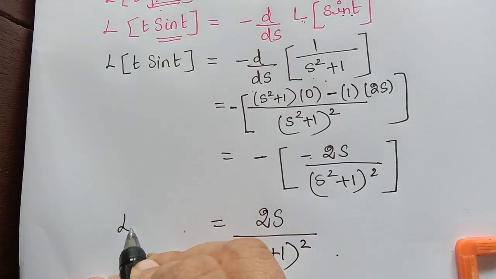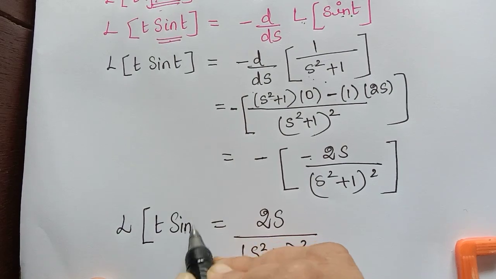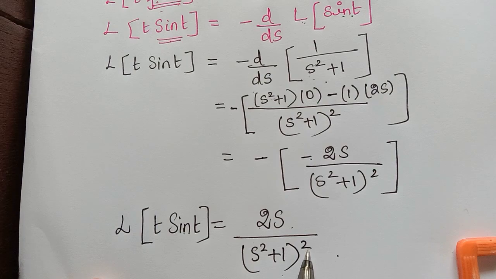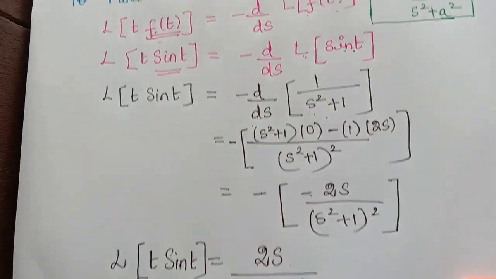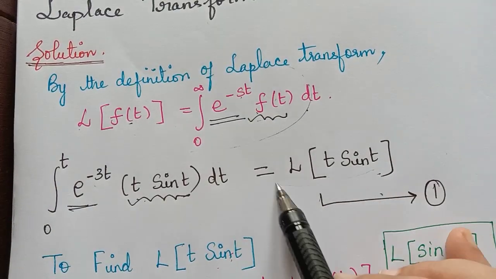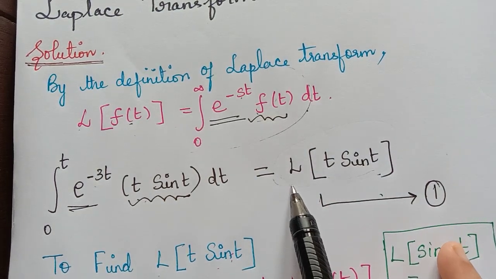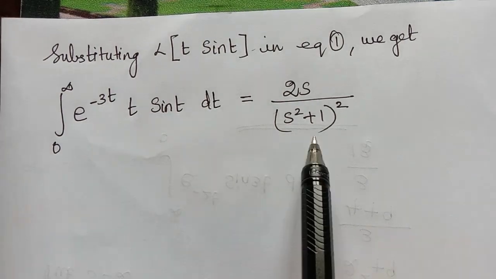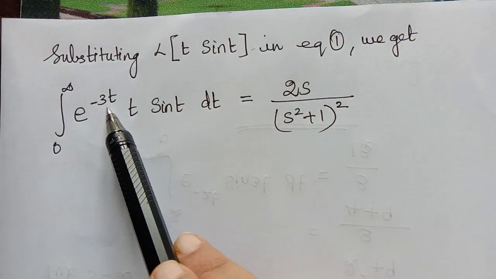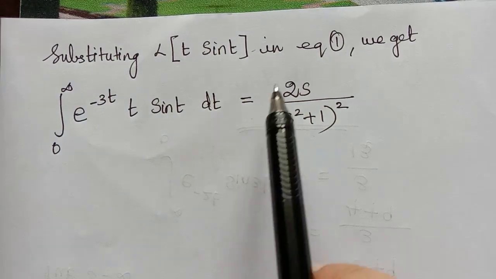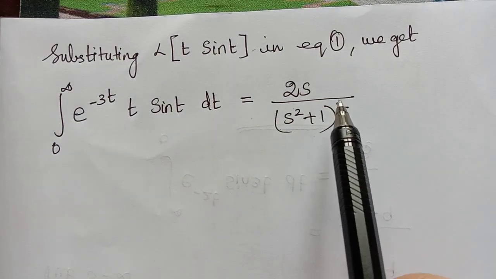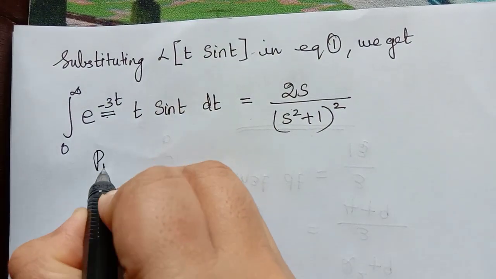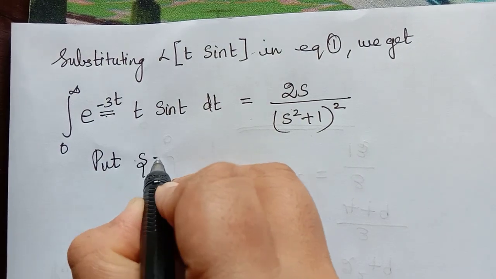Therefore we have obtained L of t sine t to be equal to 2s divided by s square plus 1 the whole square. Now we have to take this and substitute in equation 1, that is, at this place. After substituting, we get integral 0 to infinity e to the power negative 3t t sine t dt is equal to 2s divided by s square plus 1 the whole square. We already saw that the value of s is equal to 3, so now we have to substitute 3 at the place of s. So put s equal to 3.